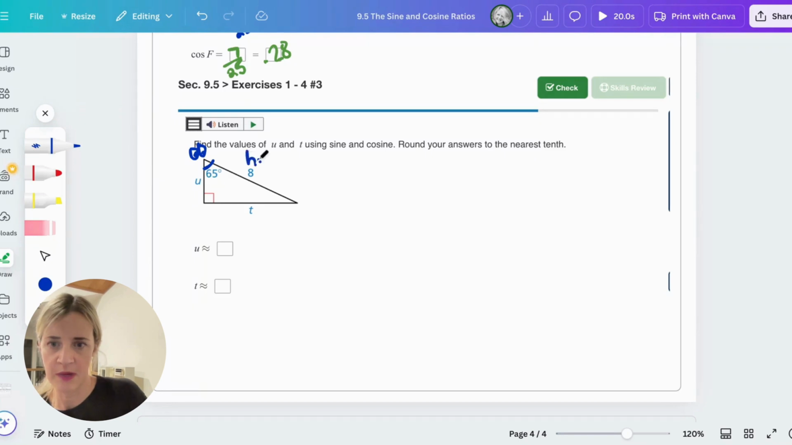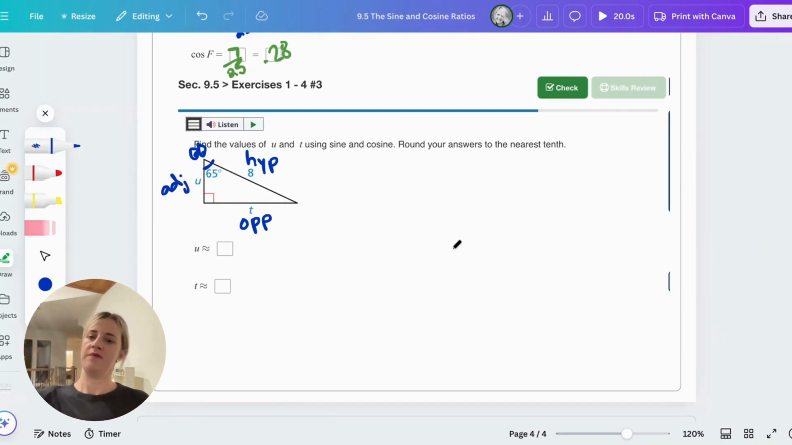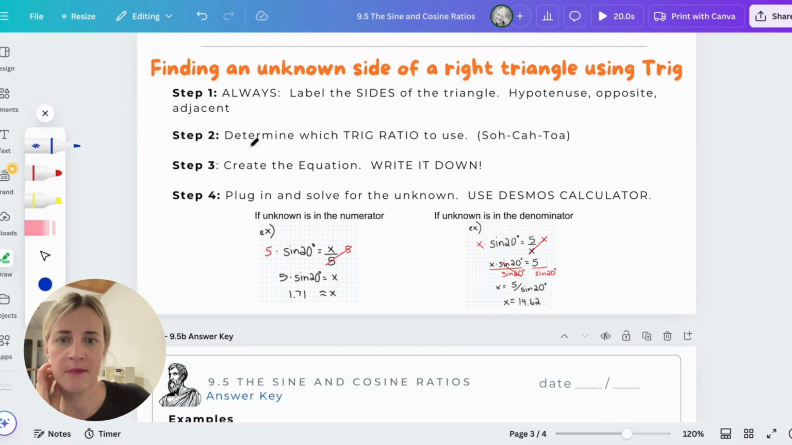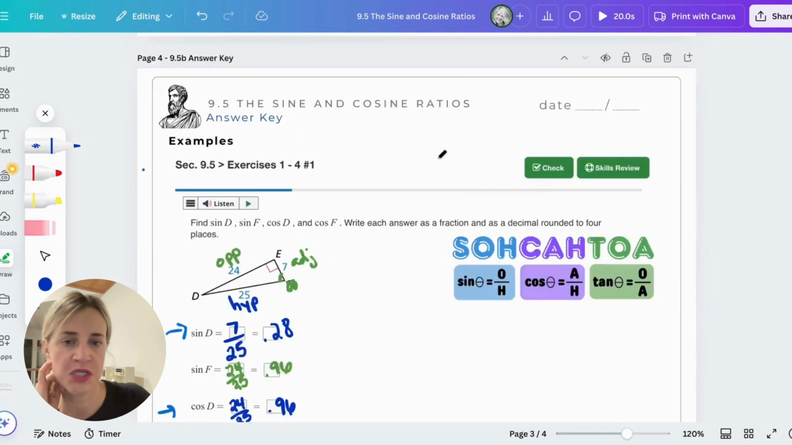So this is my hypotenuse, the 8. Opposite the angle we know is my opposite side. And then my adjacent side is the u here. All right, so let's find angle u. So what do we know? So when we're trying to determine, so that's our, what step was that? Step 2. Determine which trig ratio.